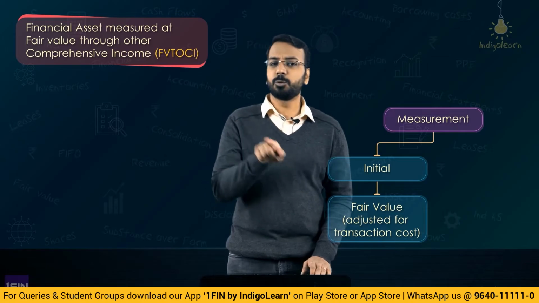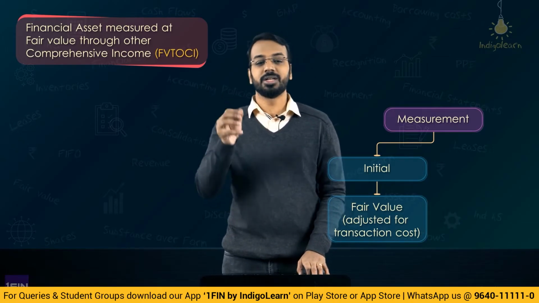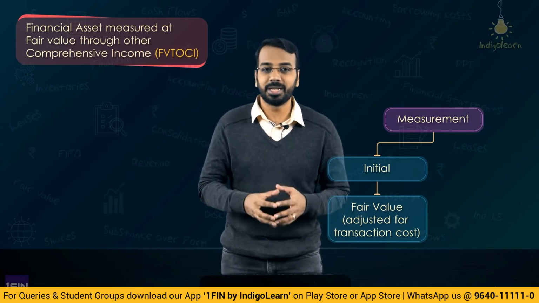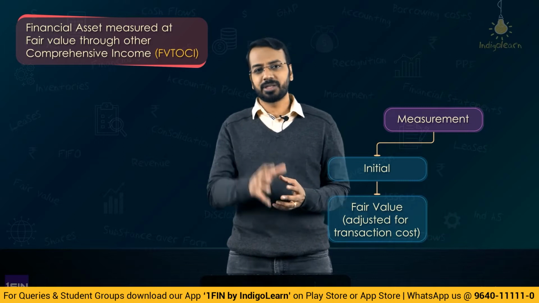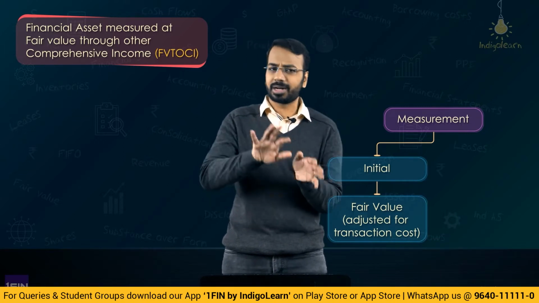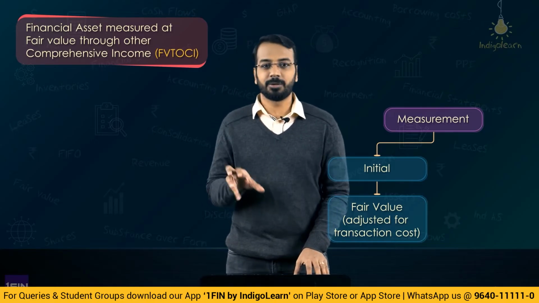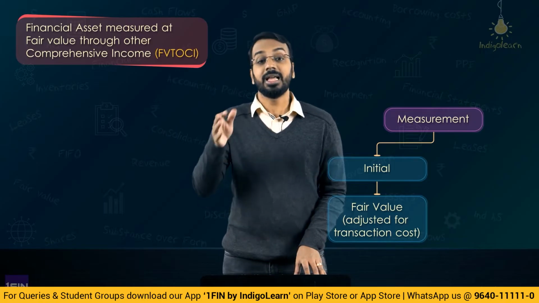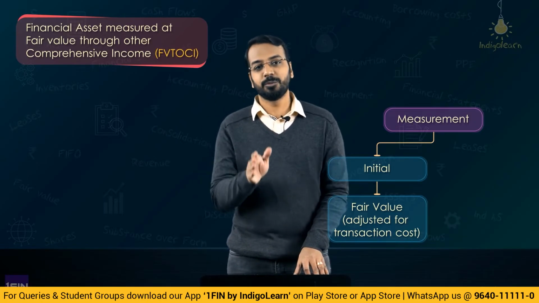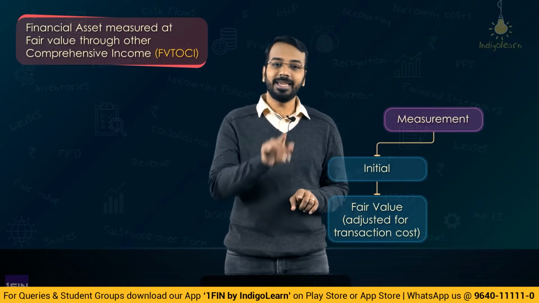Now what is the meaning of through other comprehensive income? It means that whatever is the gain or loss because of fair valuation, you will take that gain or loss and it will be accumulated under OCI. And once the financial asset is disposed, this will be reclassified into retained earnings. We will come to that subsequently, but for now understand, fair value through other comprehensive income means you will do the fair valuation, and whatever is the gain or loss, that will be accumulated in other comprehensive income. That is how the name comes, FVTOCI.